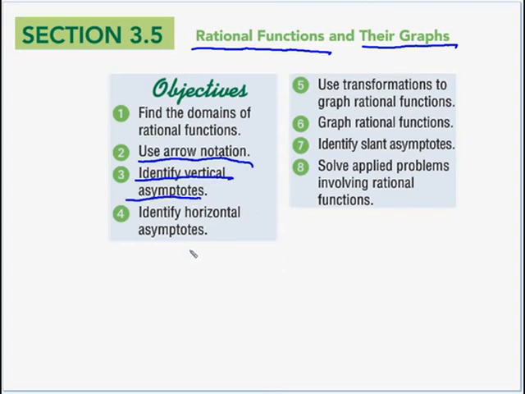I think that's what we'll get through today in this video. And then we'll talk horizontal asymptotes later. Move our function graphs around a little bit, shift them left, right, or up and down. Graph rational functions, find these slant asymptotes. We've found horizontal asymptotes, vertical asymptotes. There are slanted ones also. And we'll solve some applied problems with rational functions.